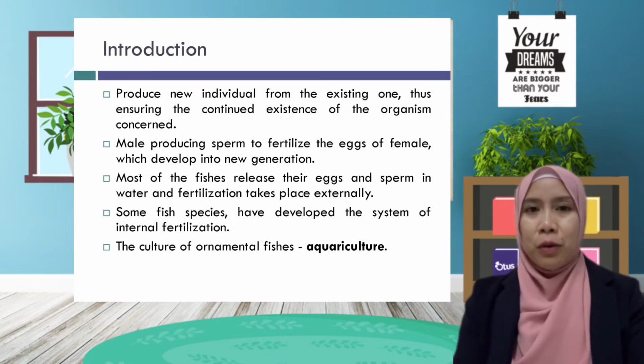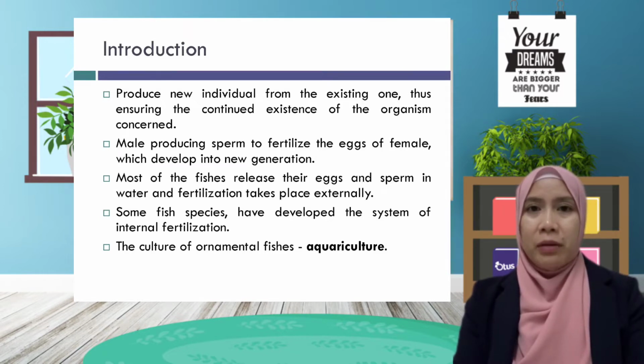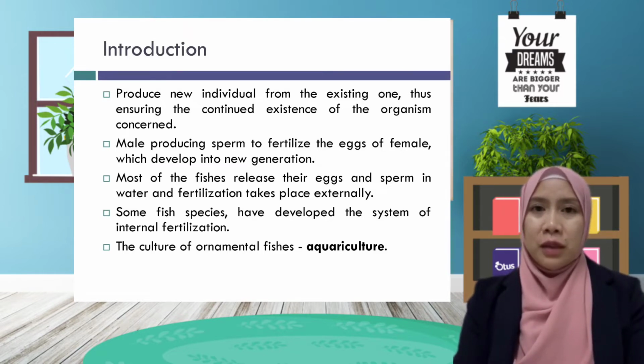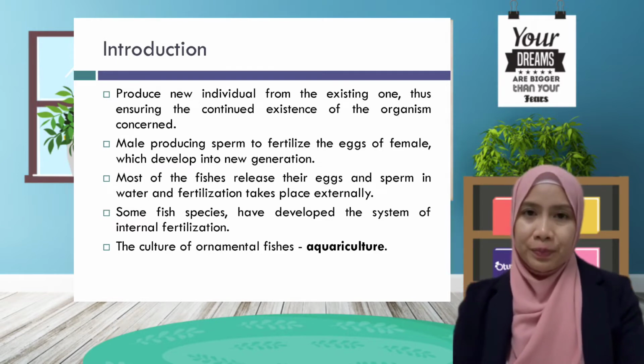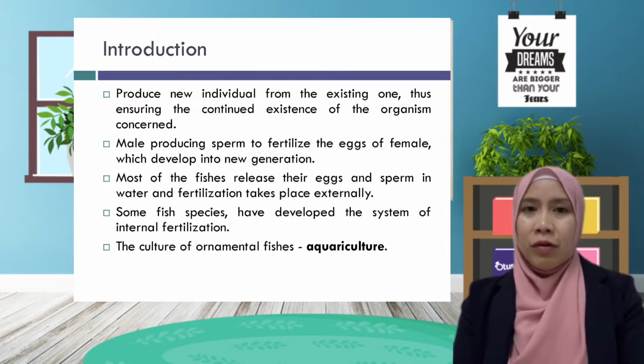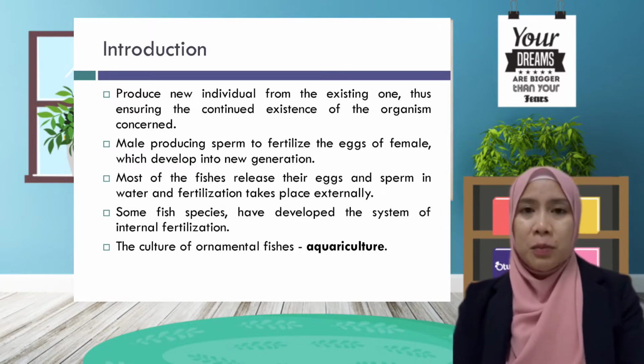One of the most important aspects of any living organism is to produce new individuals from the existing ones, thus ensuring the continued existence of the organism concerned. Like other higher animals, fishes are also differentiated into males and females. The male produces sperm to fertilize the eggs of the female, which develop into a new generation. Most of the fishes release their eggs and sperm in water, and fertilization takes place externally.